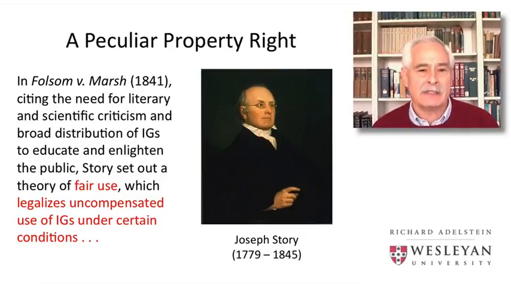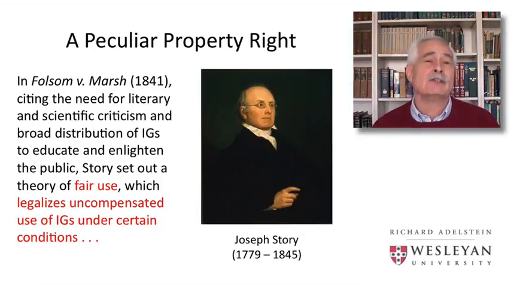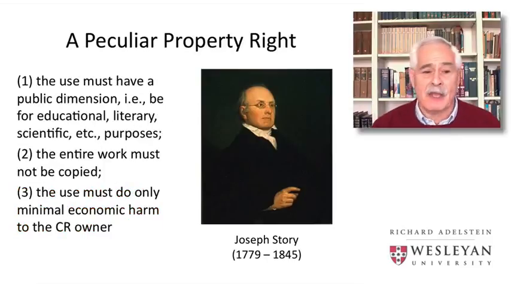This was done in New England in 1841, and Justice Joseph Story of the United States Supreme Court was riding circuit in Massachusetts and heard a copyright case, in which, in his decision, he instituted the theory of fair use into American law. Citing the need for literary and scientific criticism and the broad distribution of intellectual goods to educate and enlighten the public, Story set out a theory that legalizes uncompensated use of intellectual goods under certain conditions. That is, fair use means that people can take the use of a copyrighted intellectual good away from the owner of the copyright while the copyright is still in force without consent or compensation to the owner of the copyright. But Story said this obvious violation of the copyright was limited to specific circumstances, and there were three of them.